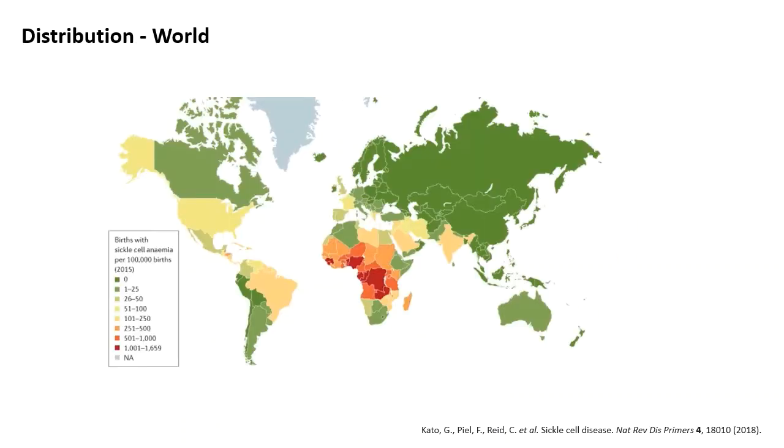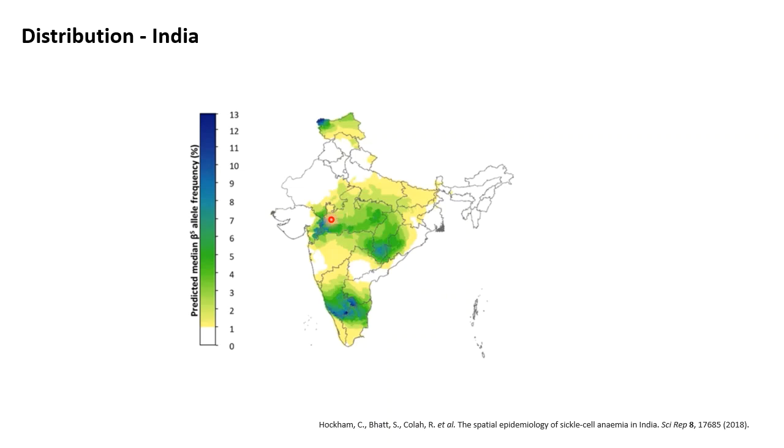Coming to the distribution worldwide. So worldwide, if you can see, majorly the distribution is in the African continent, but there are cases present in North America, South America, and if you see, the entire India is seen to be affected. So this comes in the moderate zone of almost 50 to 200 births per 100,000 births. And in India also, the majority of the population is in the sickle cell belt of central India, that is the tribal belts of Madhya Pradesh, Chhattisgarh, Orissa, etc.